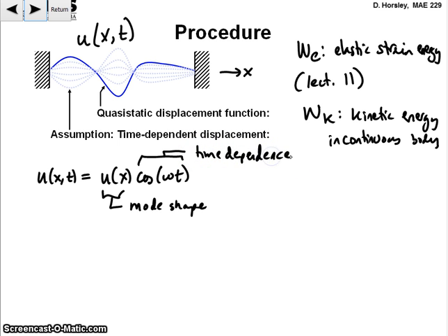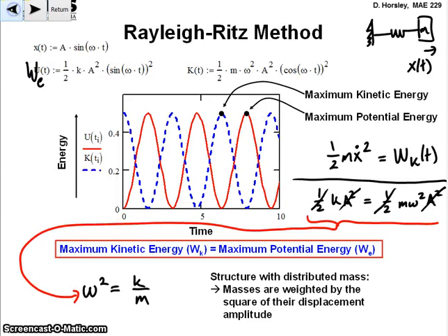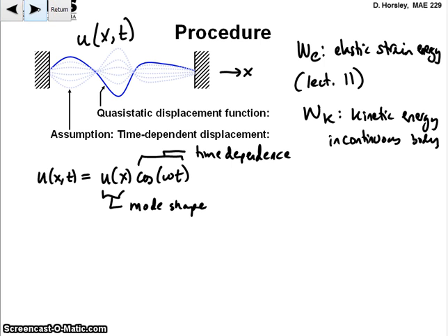This part here expresses the time dependence of this thing. And so now, in terms of calculating kinetic energy, remember that for kinetic energy we end up with this 1/2 m x dot squared, and like it says in this thing here, masses are weighted by the square of their velocity amplitude. That's what it turns out to be. Masses are weighted by the square of their velocity amplitude.